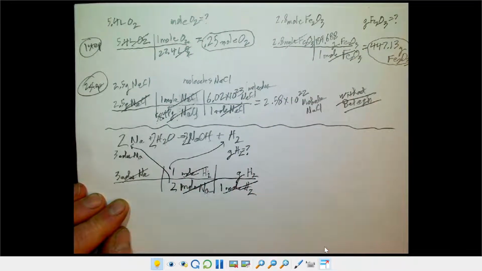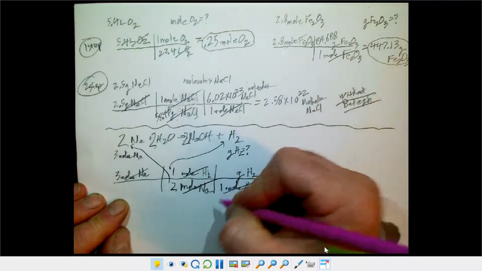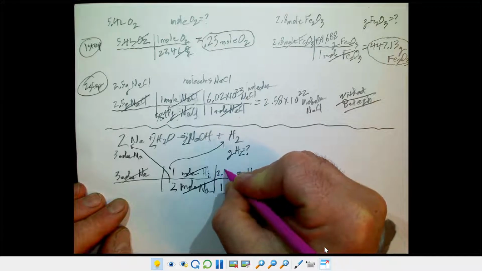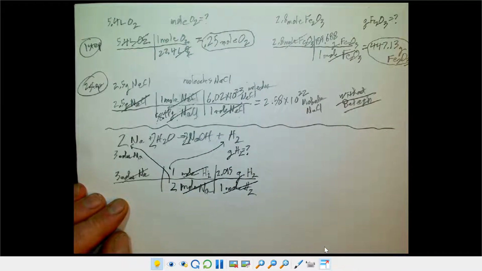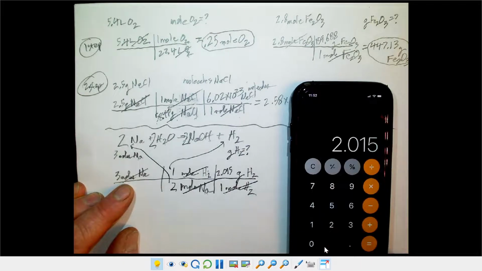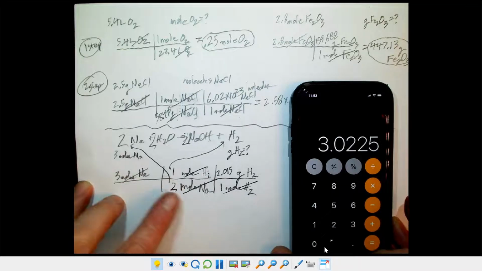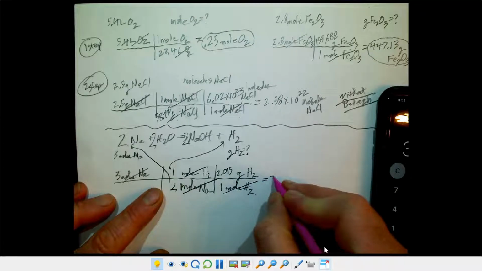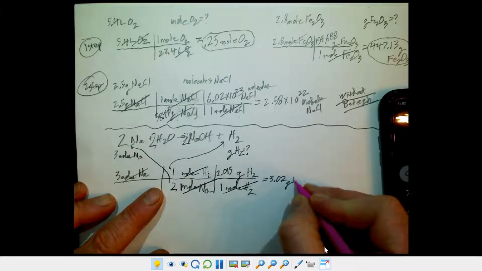So let's add up what H2 would be. Well, H is basically 1. It's 1.007974. So if we double that, that's going to give us 2.015. And we can go ahead and do our math. We're going to take 3 times 2.015, and then we're going to divide by 2. And we don't have to multiply or divide by the ones because it's going to be the same number, and we get 3.02 grams of H2 as our answer.